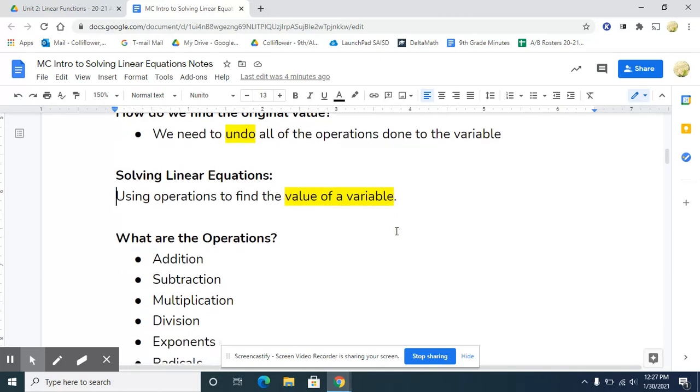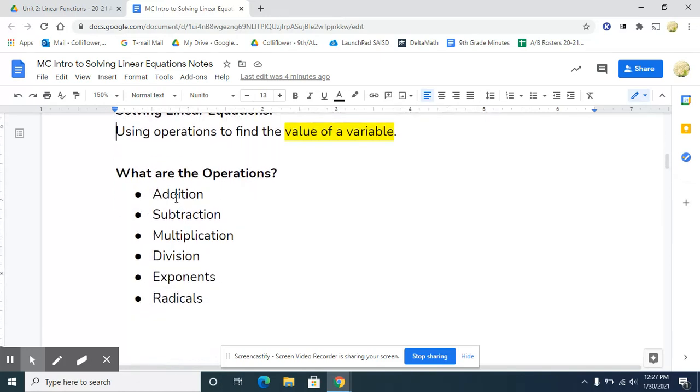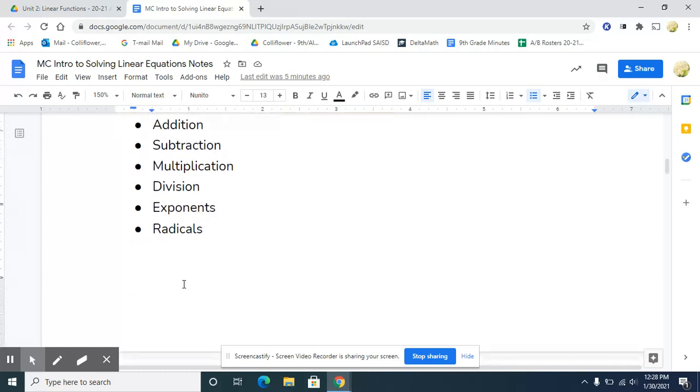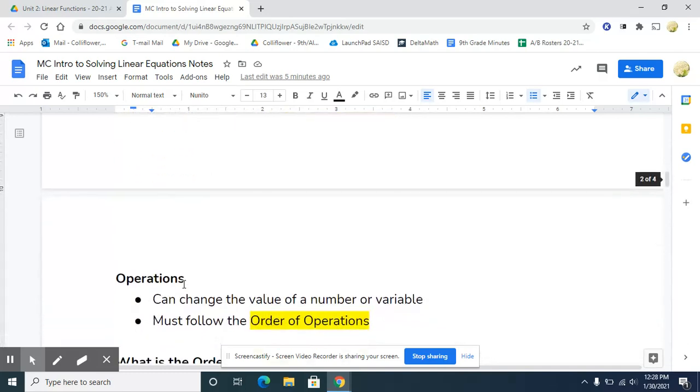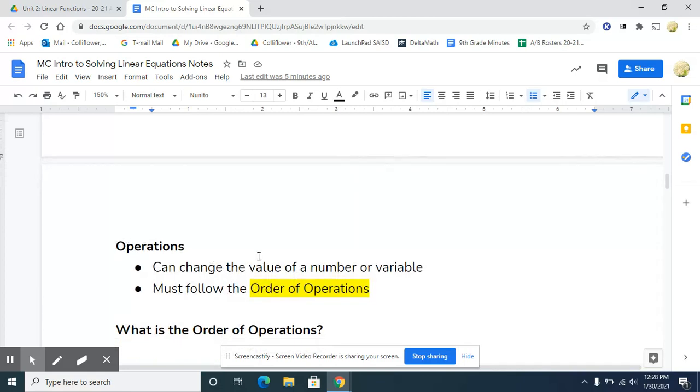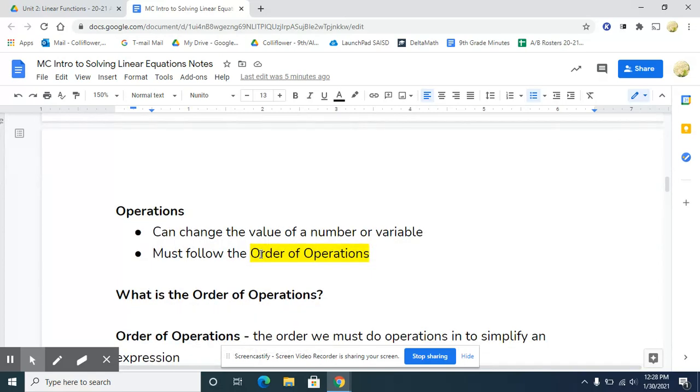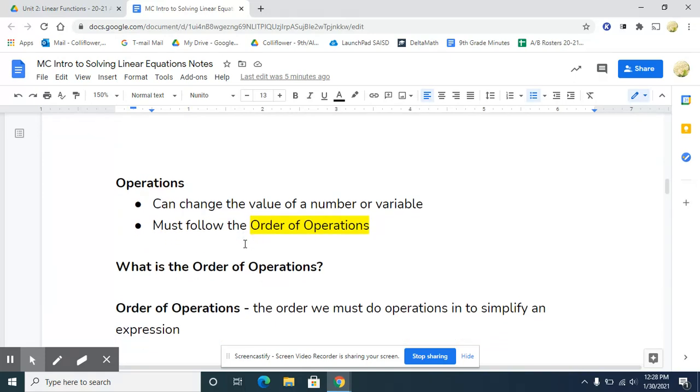Well, what are these operations? You know these. We have the operations addition, subtraction, multiplication, division. We have exponents and we have radicals, and these things might be new to you. So if you have questions about exponents and radicals, you can ask me. So these operations can change the value of a number or the value of a variable, and these operations must follow the order of operations.